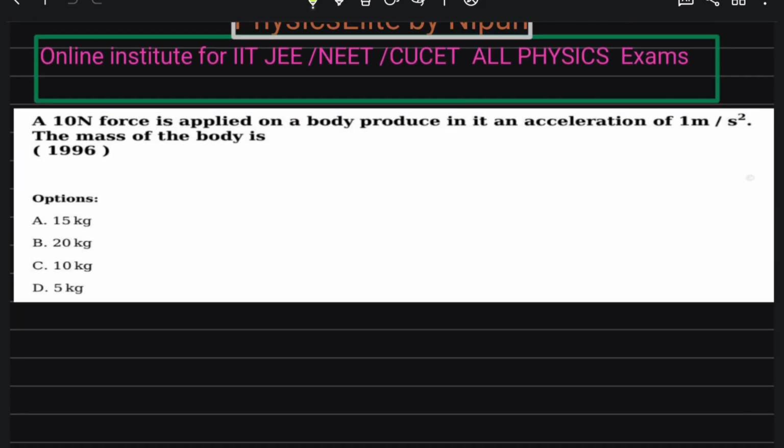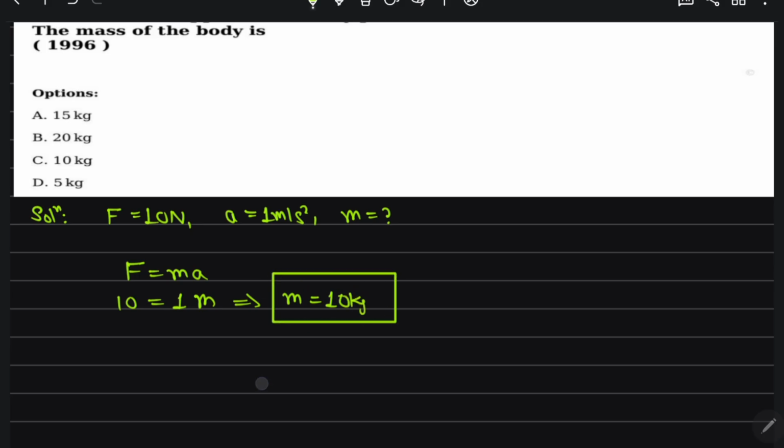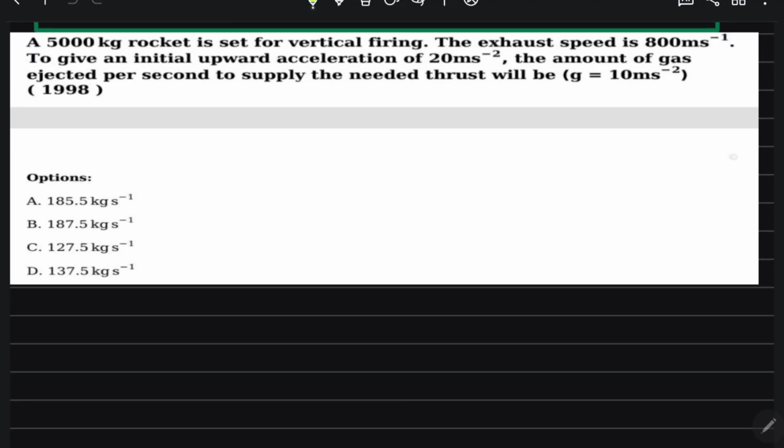A force of 10 Newton is applied on a body, producing in it an acceleration of 1 meter per second square. The mass of the body is, so force is equal to mass into acceleration. So 10 is equal to 1 into mass. So mass is 10 kg. Now I proceed to the next question.